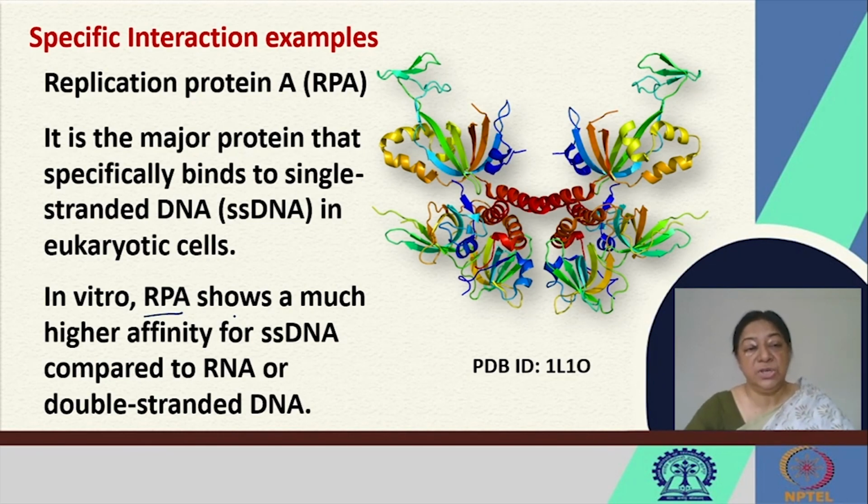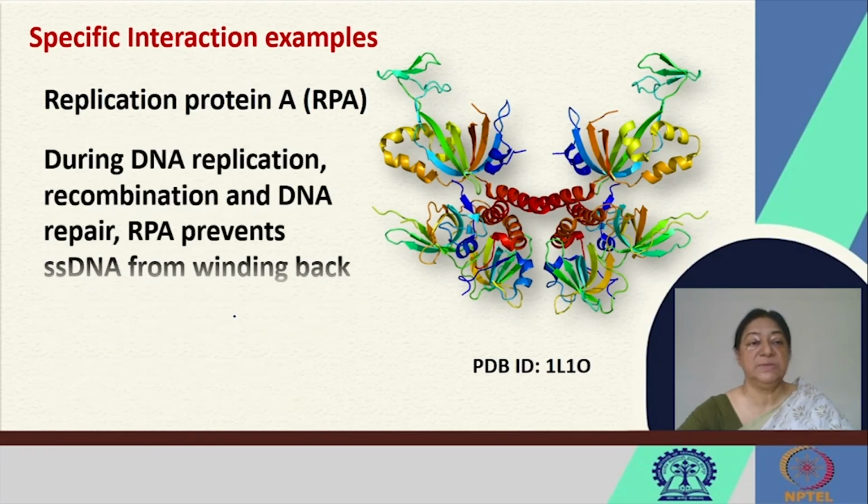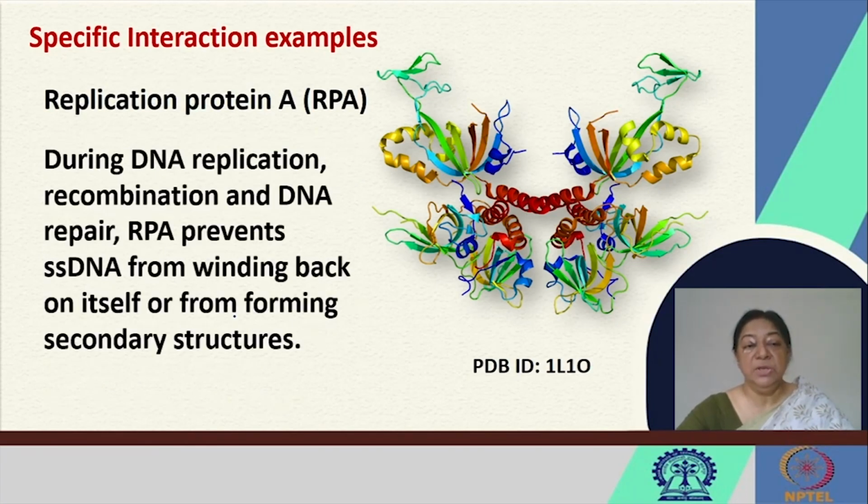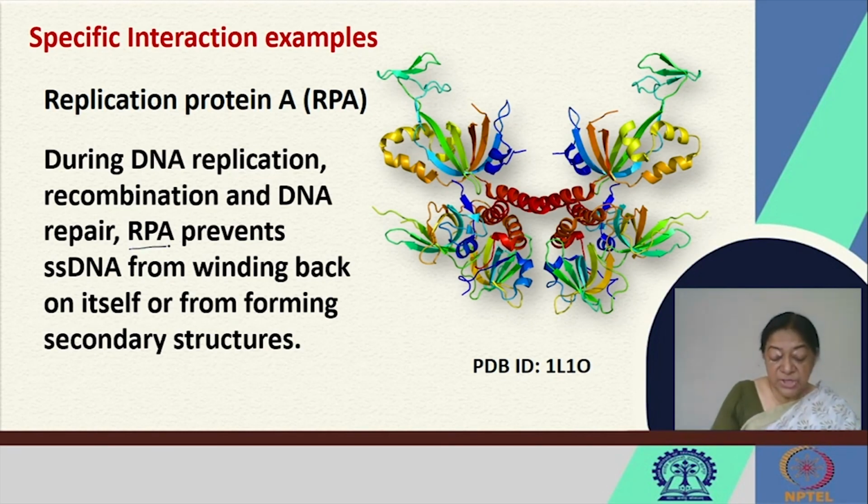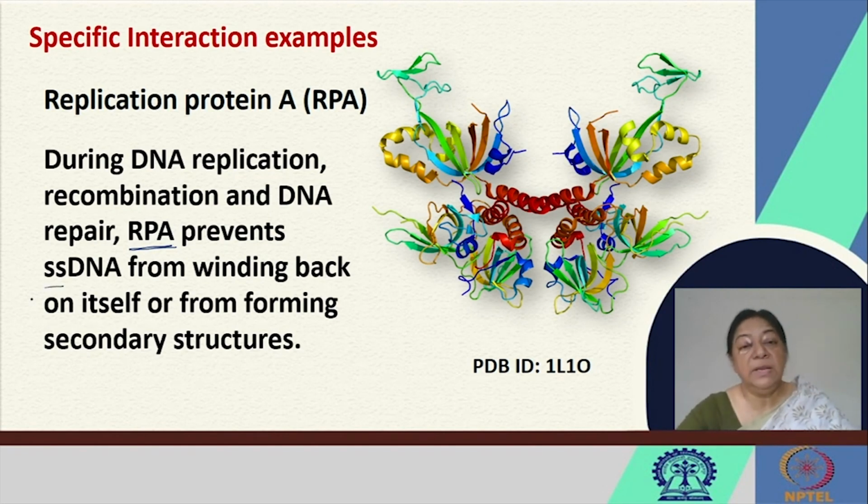So the association here is important for the replication process, and there is a specific sequence that is recognized by the protein, the replication protein A, that binds to the specific sequence of a single-stranded DNA in the binding process. During DNA replication, recombination and DNA repair, the replication protein A will prevent the single-stranded DNA from winding back on itself and forming other types of secondary structures.